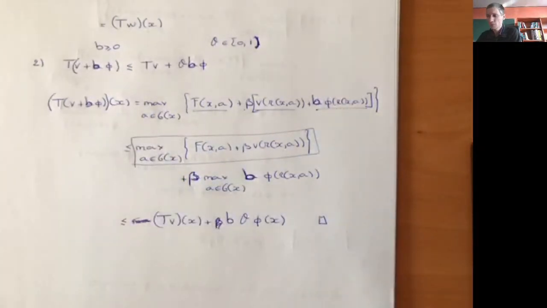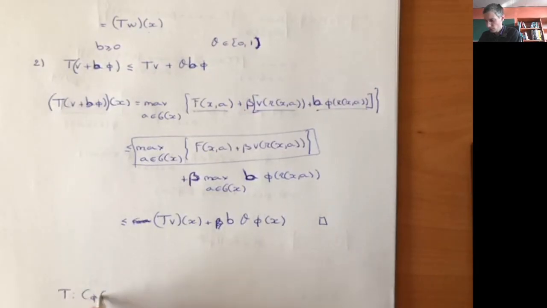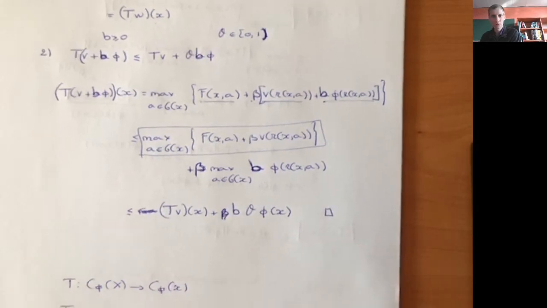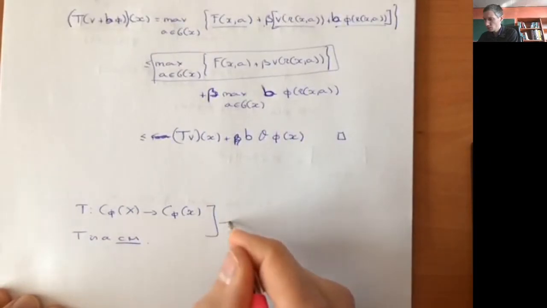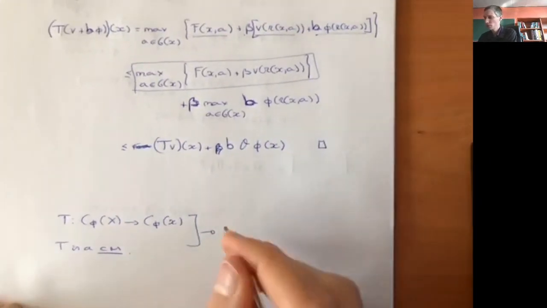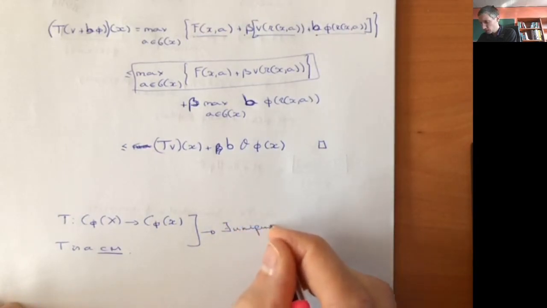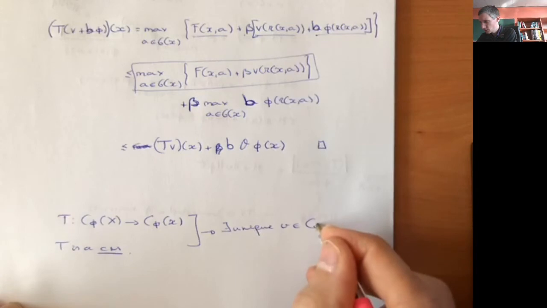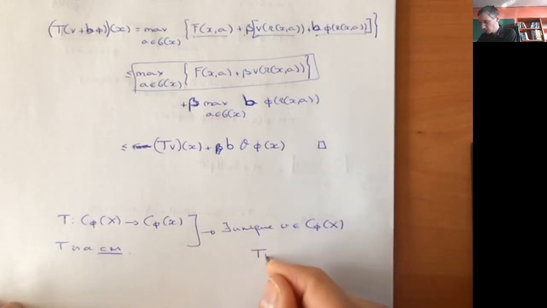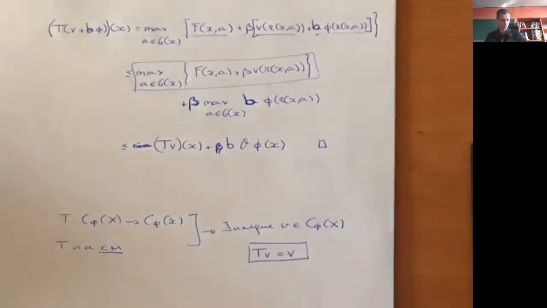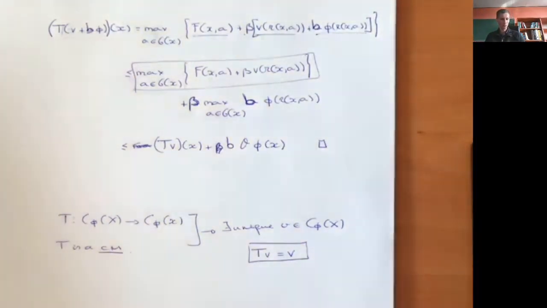So we're done. We have a contraction mapping from C_phi(x) to C_phi(x), and T is a contraction mapping, right? So we know about the fixed point. There's a unique fixed point. There's a unique v in C_phi(x) such that Tv is equal to v. And of course, this fixed point here will satisfy the Bellman equation.